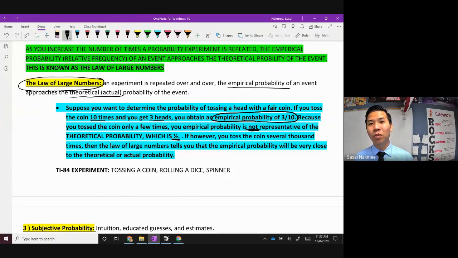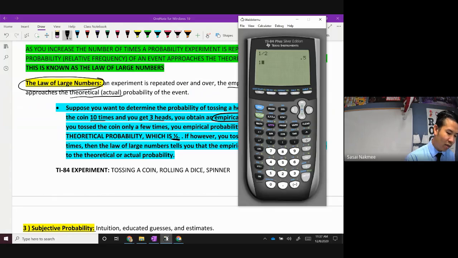The same thing can be done when you roll a die. If you have a 6-sided die, the probability of you getting a 3 is 1 out of 6, right? Which means it comes out to about 0.16 repeating, right? Which means that if you were to do this 1,000 times, right?